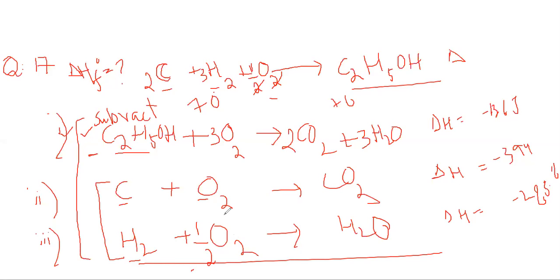Equation number 2 and equation number 3. Before the addition of these 2 equations, see in the required equation 2 moles of carbon and 3 moles of hydrogen gas. But in your reaction, there is 1 mole of hydrogen and 1 mole of carbon. So what do you have to do? You have to multiply this equation with the 2 and multiply this equation with the 3. Let's do it.